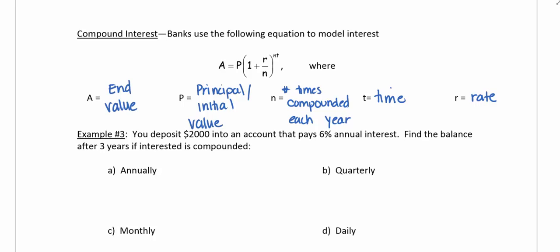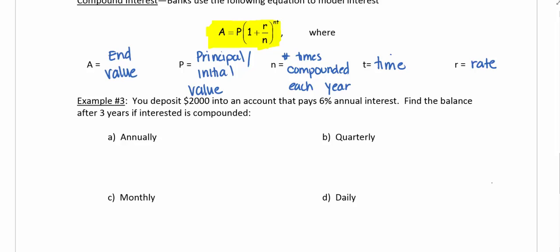So the next piece of information we're going to give you is the compound interest formula. So this compound interest formula will help us make predictions using this information. So A is the end value, P is the principal or initial value, N is the number of times it's compounded per year, T is time, and R is rate. So we're going to use this formula to help us figure out how much money we'll have in a bank account based on how often it is compounded.